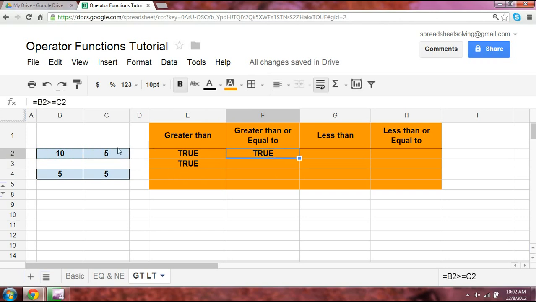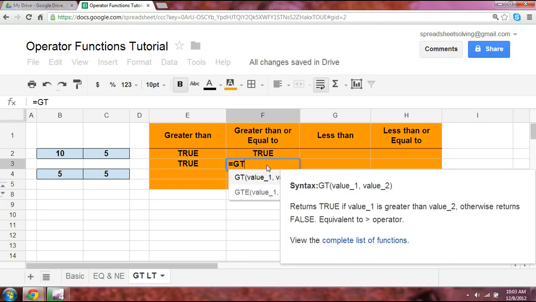Now, what if we were to do this using numbers that were equal to one another? So rather than use cell B2, we're going to use cell B4 and cell C4. In this case, you do see that these numbers are equivalent, and given that we use the proper signs here, the answer is still true because these numbers are in fact equal to one another, and that is going to be captured here. Now we can use an operator function, which is GTE.